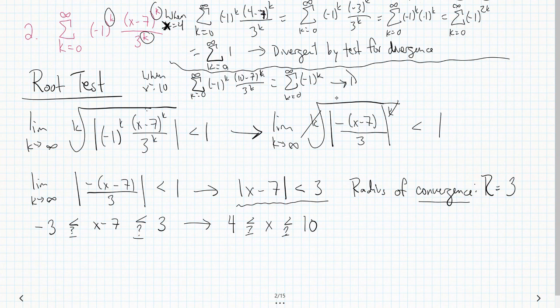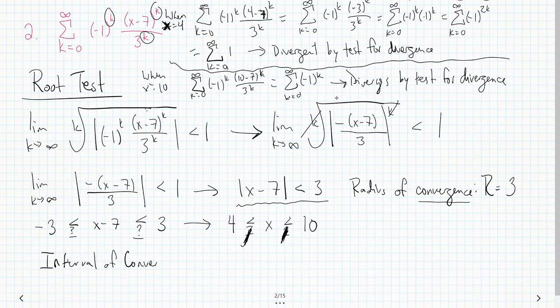Well, this is divergent, so it diverges by the test for divergence. And you're also done with that one. Okay? So what that tells us is 4 didn't work and 10 didn't work for the equal to part. So our interval of convergence is just 4, 10, where they aren't included, so we put parentheses.